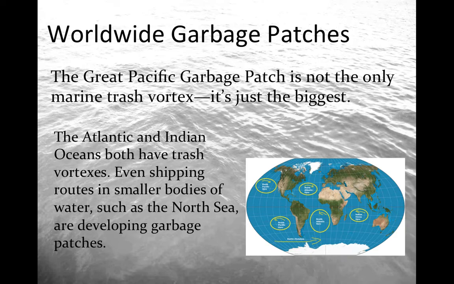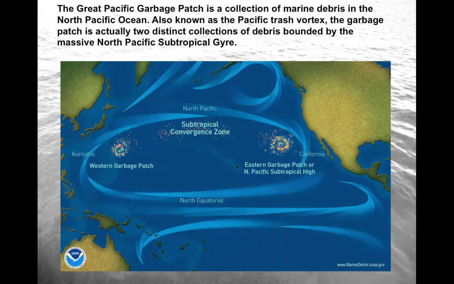And when we talk about the garbage patches, we all hear about the Great Pacific Garbage Patch. But it's not the only marine trash vortex. It's just the largest. It's larger than this area of Texas. But we have smaller garbage patches throughout the world as well. The Atlantic and the Indian Oceans also have trash vortexes. And in fact, we have little vortexes in much smaller bodies of water, certain seas, for example, and even certain trade routes that are larger rivers end up with little pockets of trash vortexes. So it's a very widespread problem throughout the entire world.